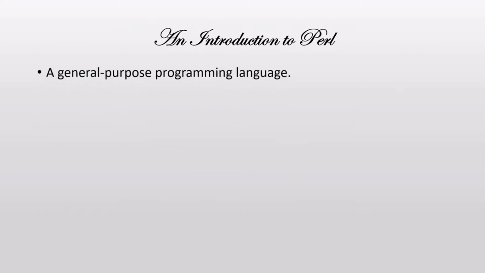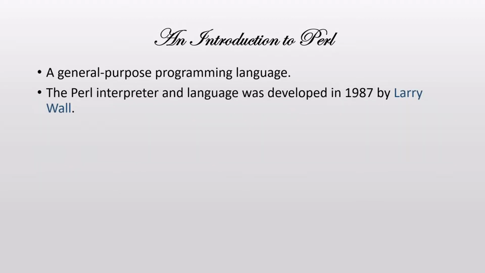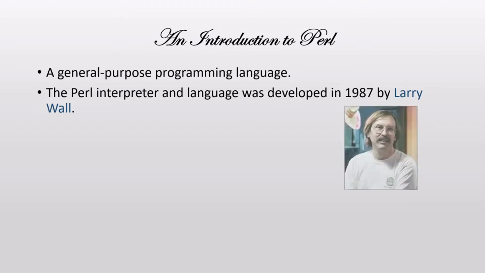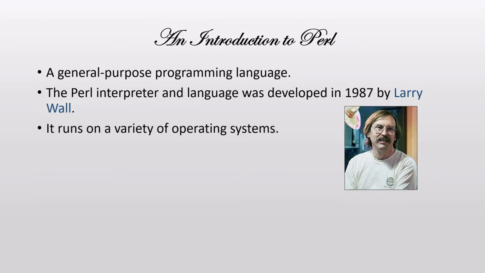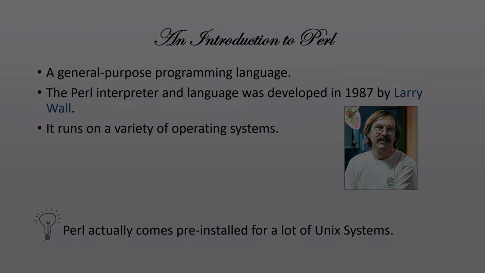Perl is a general-purpose programming language, which means that it is not confined to a specific domain. Its interpreter was developed in 1987 by Larry Wall, who we'll talk about briefly in a few minutes, and it is available on a variety of operating systems. It actually comes pre-installed in most Unix-based systems.